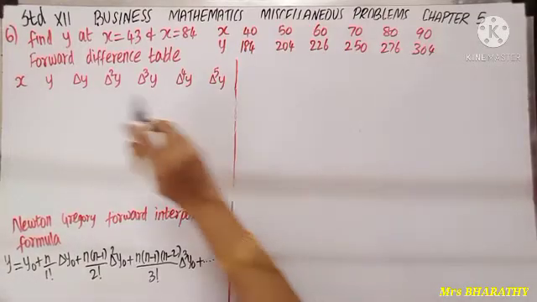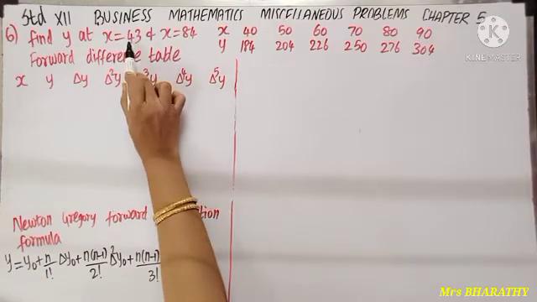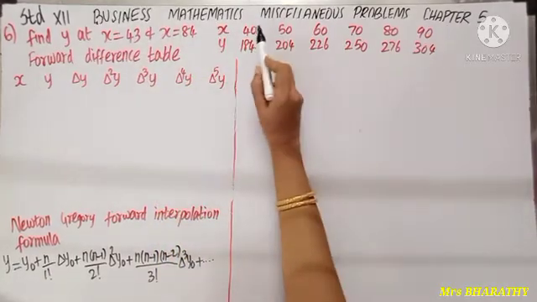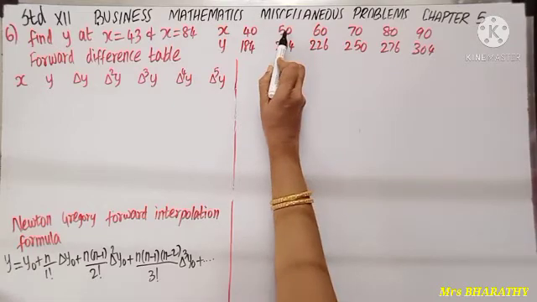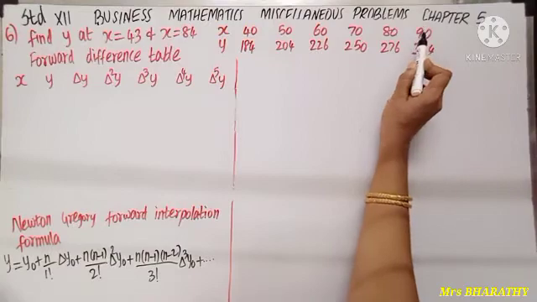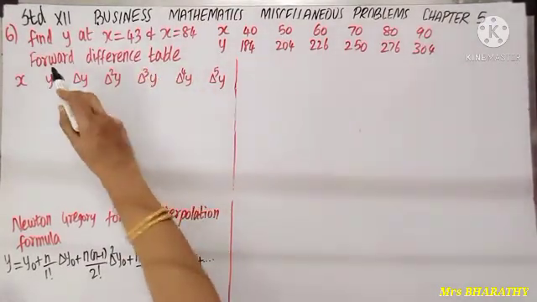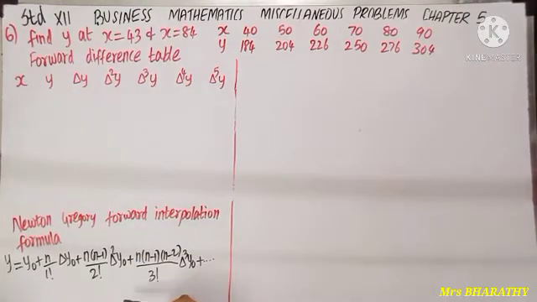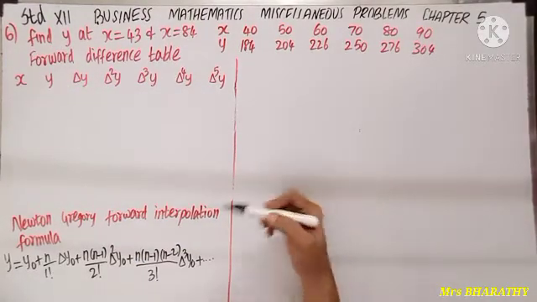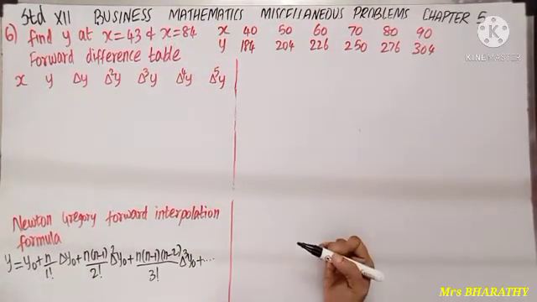Question number 6. Find y when x is equal to 43 and 84. 43 falls between 40 and 50, whereas 84 falls between 80 and 90. So given the data, we need to calculate the forward difference table and the interpolation formula, then the backward difference table and the interpolation formula.